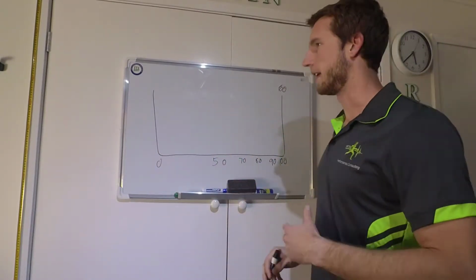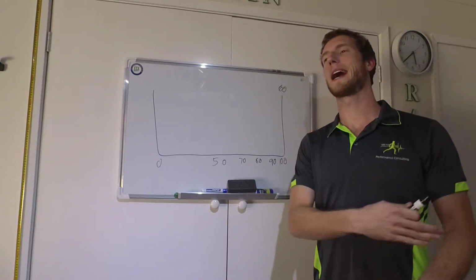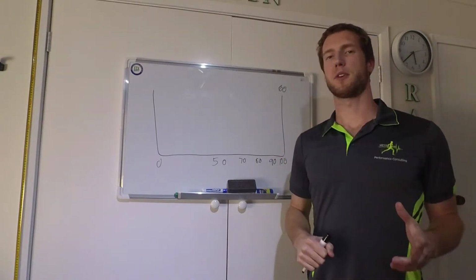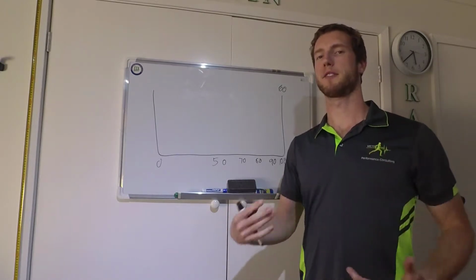Now, nobody can hold 100% VO2 max. It's not physiologically possible, or we can't hold it for more than about 5 minutes. So what your functional threshold is, as I said, is what you can hold for 45 to 60 minutes. So it's more your race pace sort of intensity.